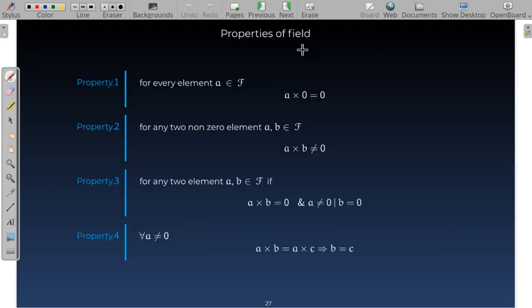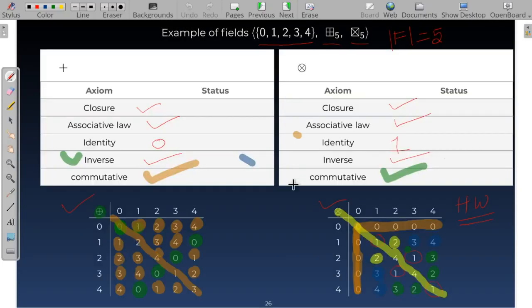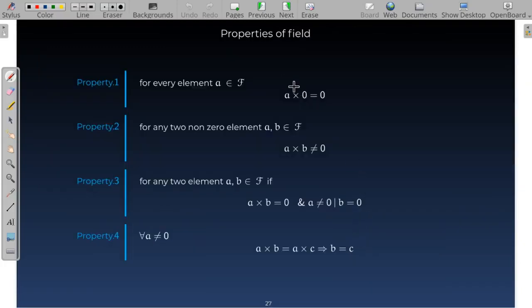Now next we are going to discuss certain properties of a field. So property number 1 here is that for every element a in F, a times 0 must be equal to 0. In the Cayley table I have already written that 0 times 0 is 0, 1 times 0 is 0, but we have to prove that this is actually true.